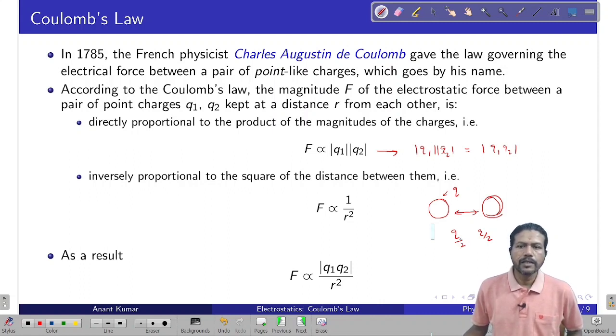Fine. So he used this particular idea. He considered two charged spheres and measured the force between them, then he divided the charge of both the spheres, and again found out the force. By doing this, he was actually able to establish that the force was proportional to the product of the two charges.